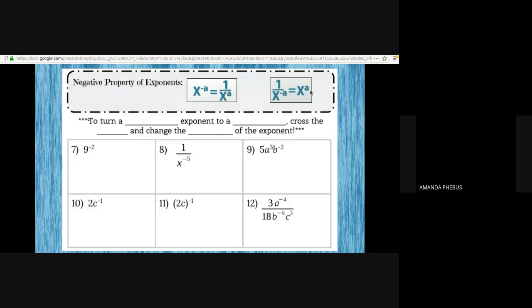And usually your goal is to turn all negative exponents into positive exponents. We don't want any negative exponents at all. That's most of the time the goal. So we want to make sure that we are writing with positive exponents. To turn a negative exponent into a positive, you're going to cross the line and change the sign of the exponent.